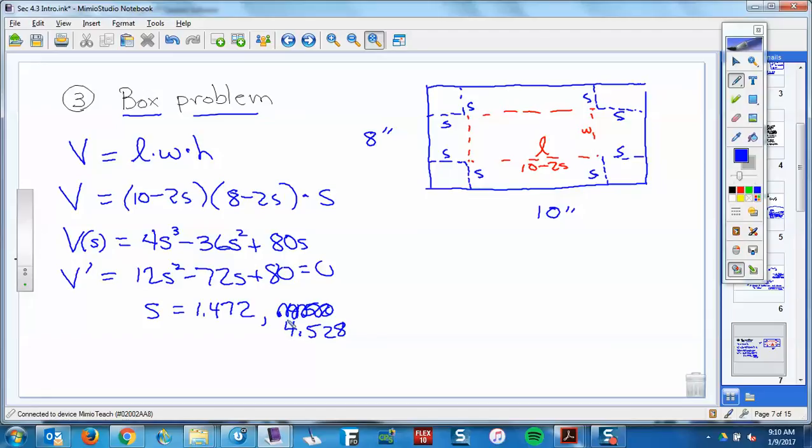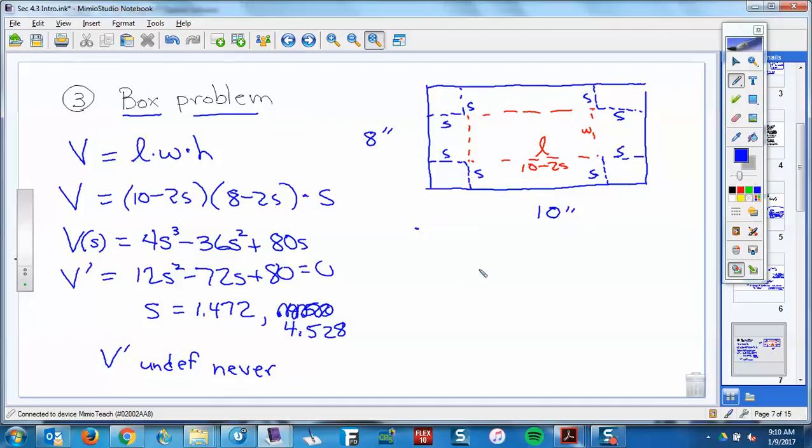Okay, all right. So is V prime undefined? No, it's just a polynomial, so V prime's never undefined. And then what was the next step? What was step 6? Is it step 6 or 5? I don't care, it doesn't matter. Step 5.